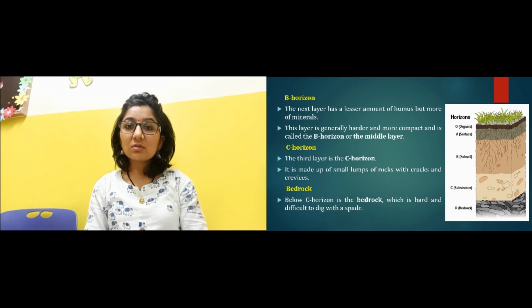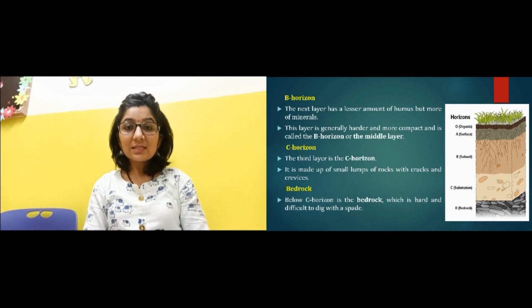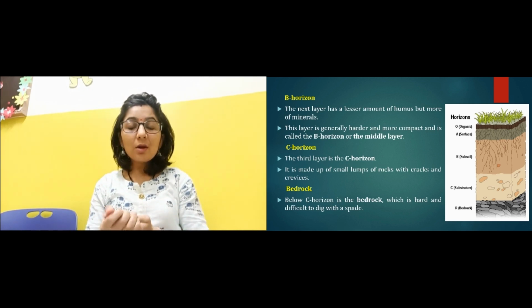Then the next horizon is the B horizon, the second layer. It has a little less humus, but it has a lot of minerals. And this layer is generally hard.